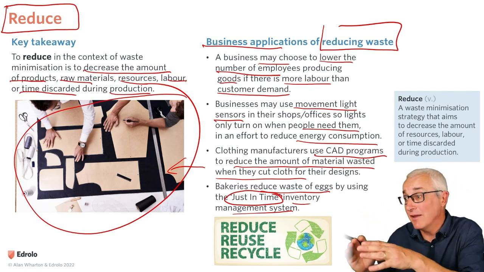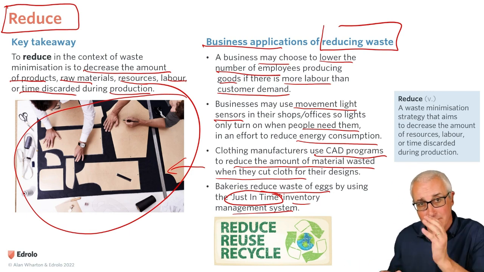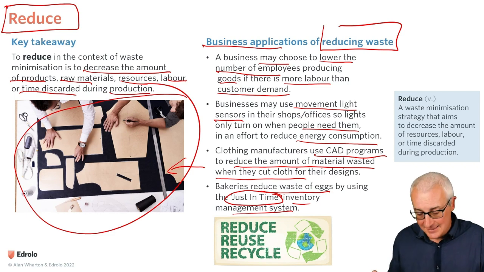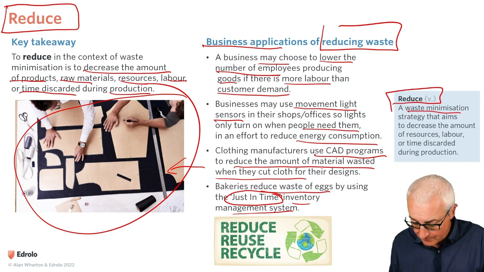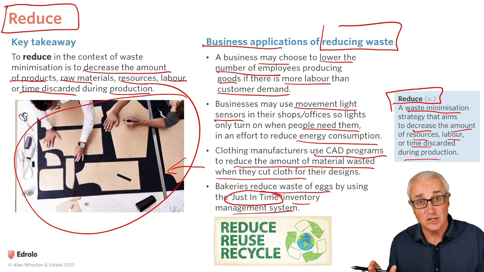We reduce the amount we have to buy or store or that's going to potentially perish, and therefore we get a better ratio of what we're actually going to use for our production. So all of that is designed to reduce the amount of waste we create by reducing the amount of resources, labor, or time discarded during that production process. So reduce is the first strategy.